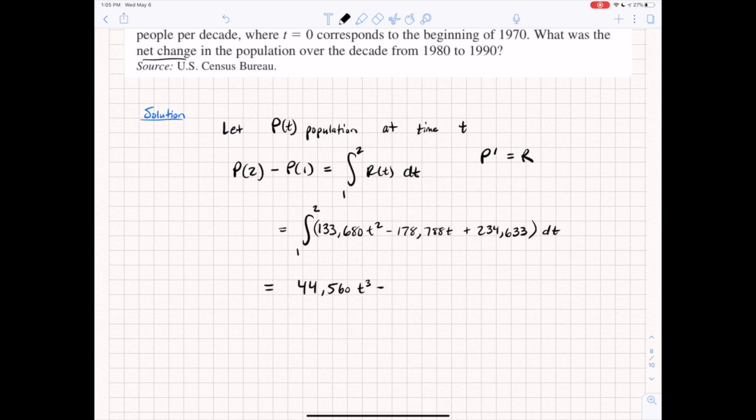44,560 t to the third minus 89,394 t squared plus 234,633 t. And I'm evaluating this from 1 to 2. Using a calculator, plug in 2, plug in 1, and subtract what you get there. And you should find that the change in population is 278,371 between 1980 and 1990. Okay, so this is how we can use integrals to calculate this net change.